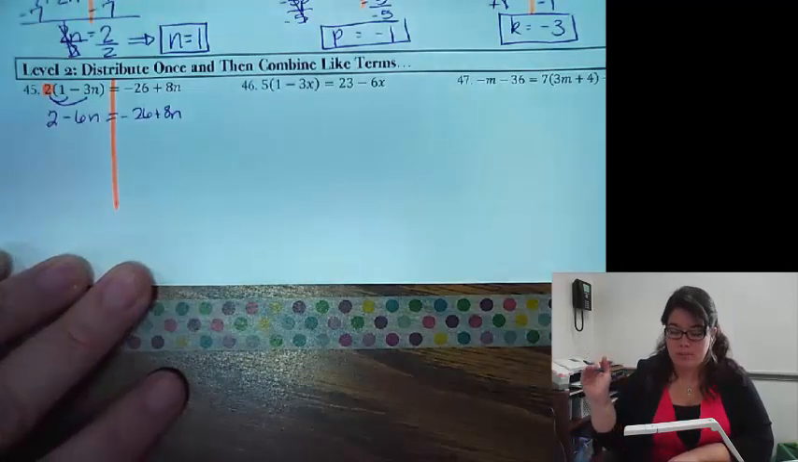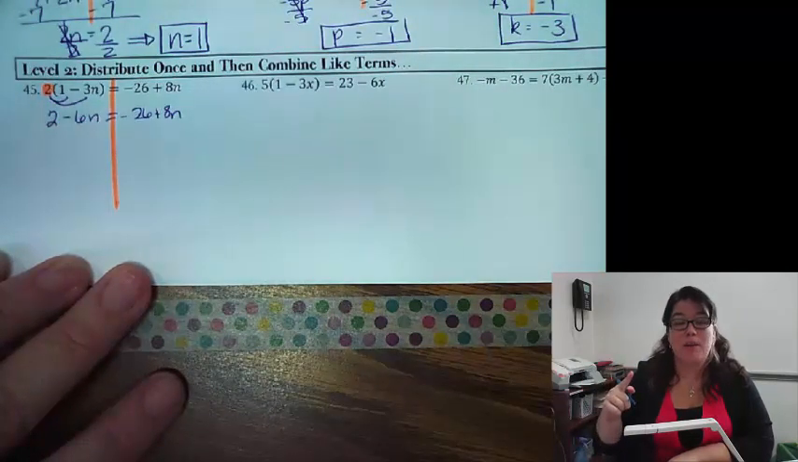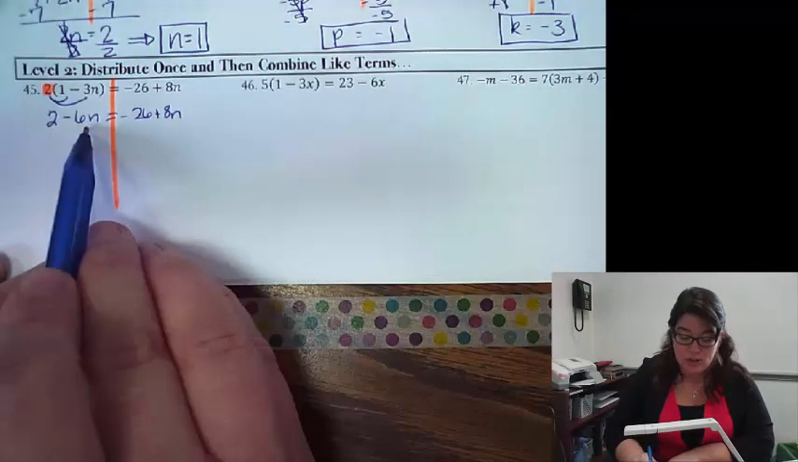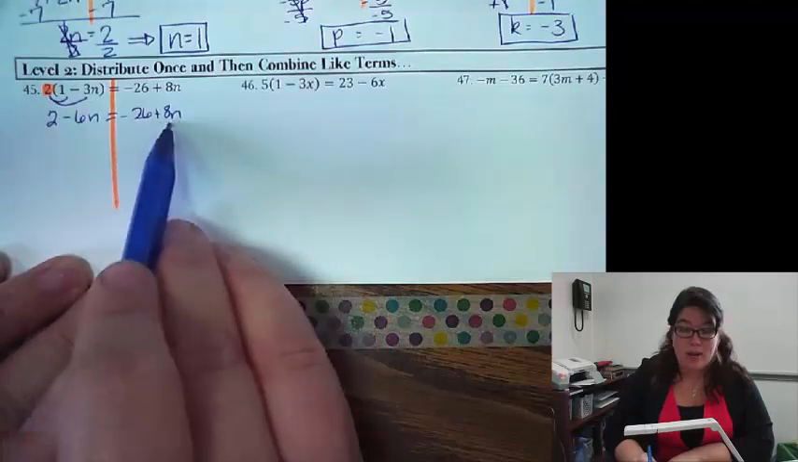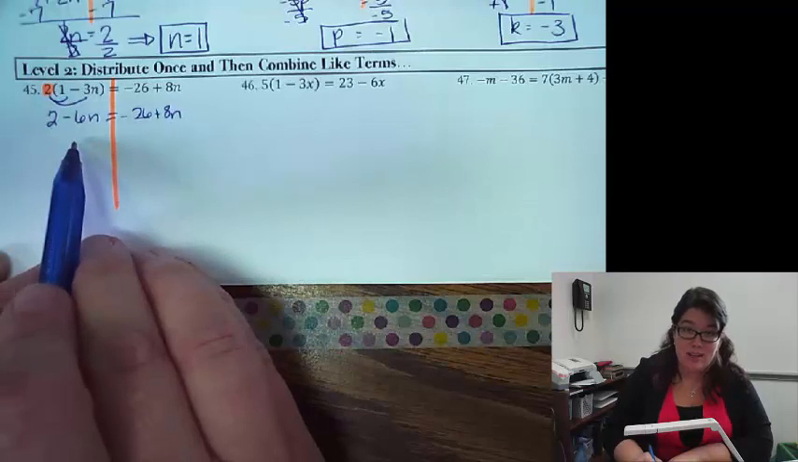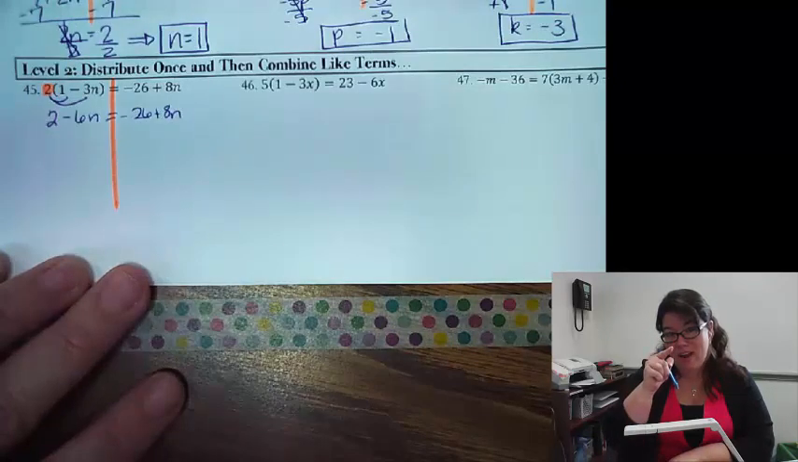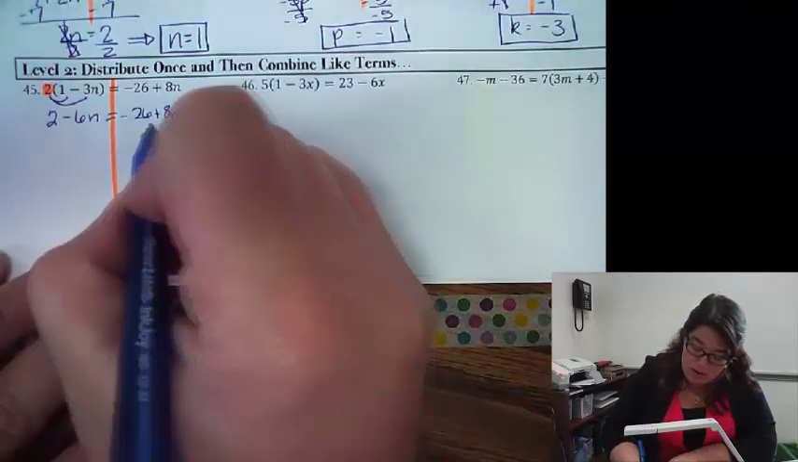So let's see, going back to my song, check for distribution, then you can combine like terms on the same side. I don't have any like terms here, and I don't have any like terms here, so I can move on to the next part, which is get your variables here, put your constants there, do the inverse operation just to keep things fair.